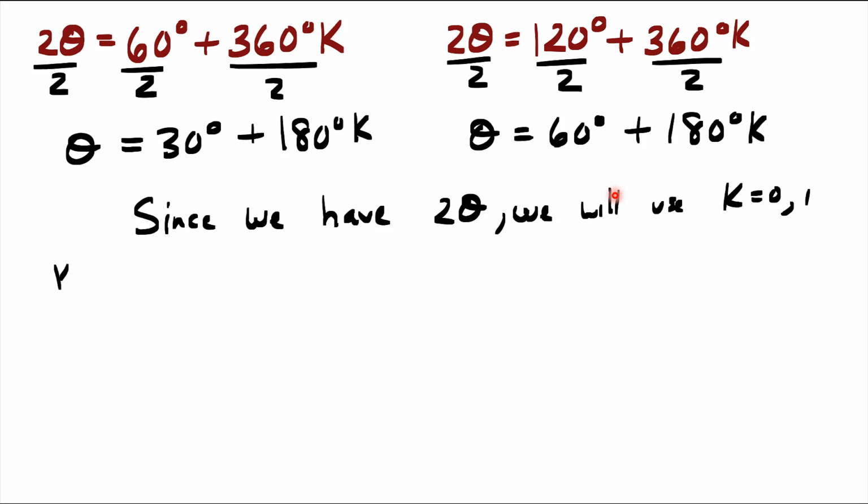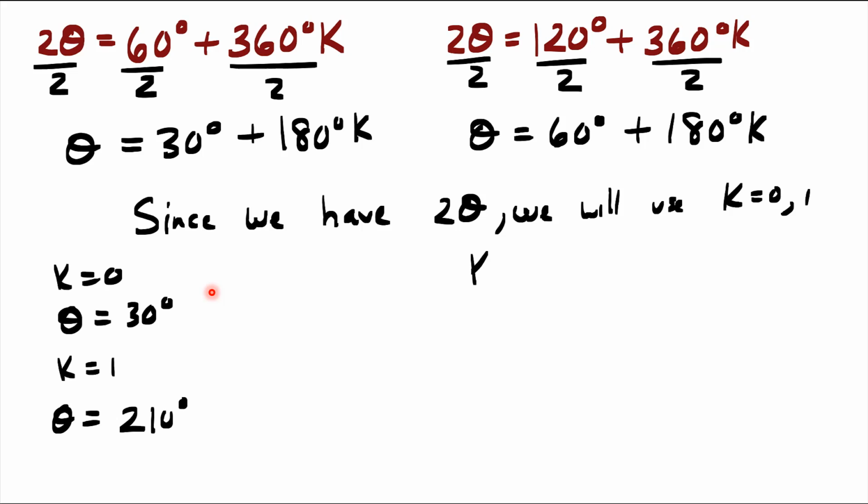So if k is equal to 0 for the first one, this is easy. Almost like don't even write it down. Obviously theta is equal to 30, because the 180k goes away completely. K is equal to 1, that's going to be 30 plus 180, because k is 1 right over here. So I'm going to go with 210. That's for this one here.